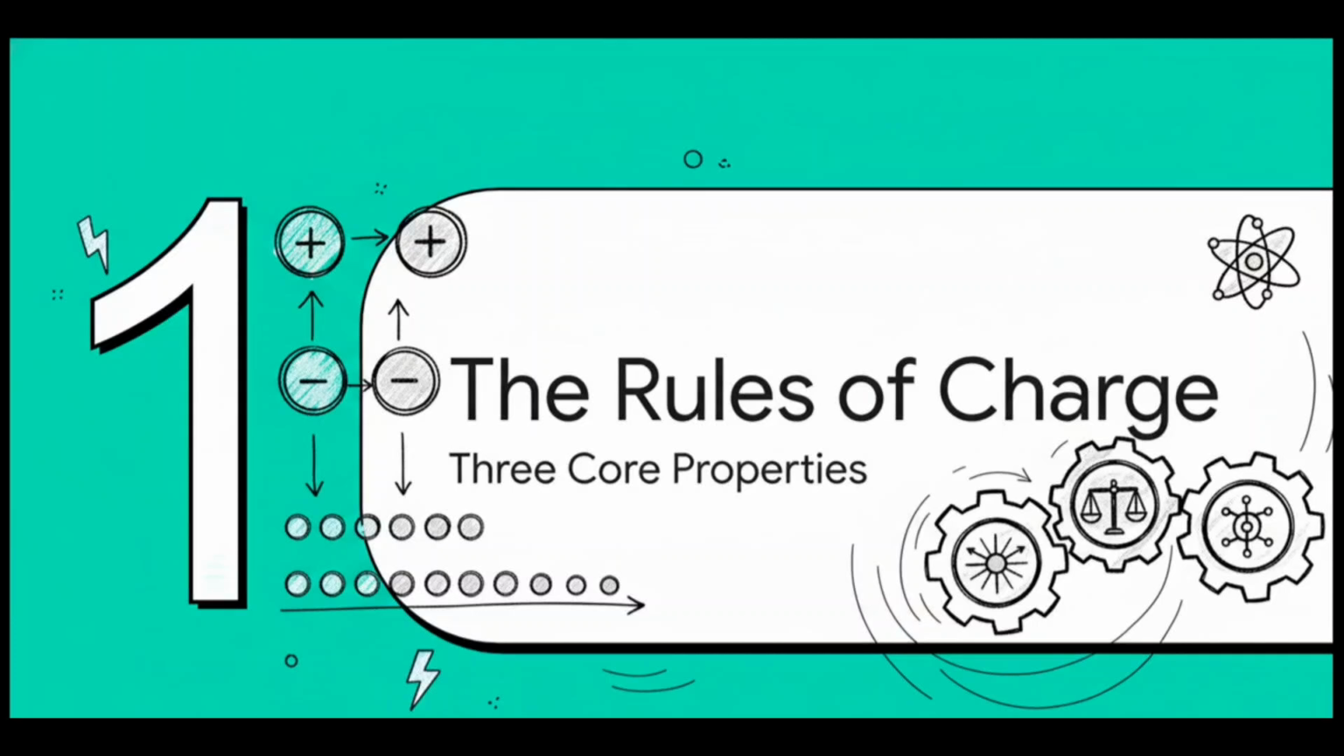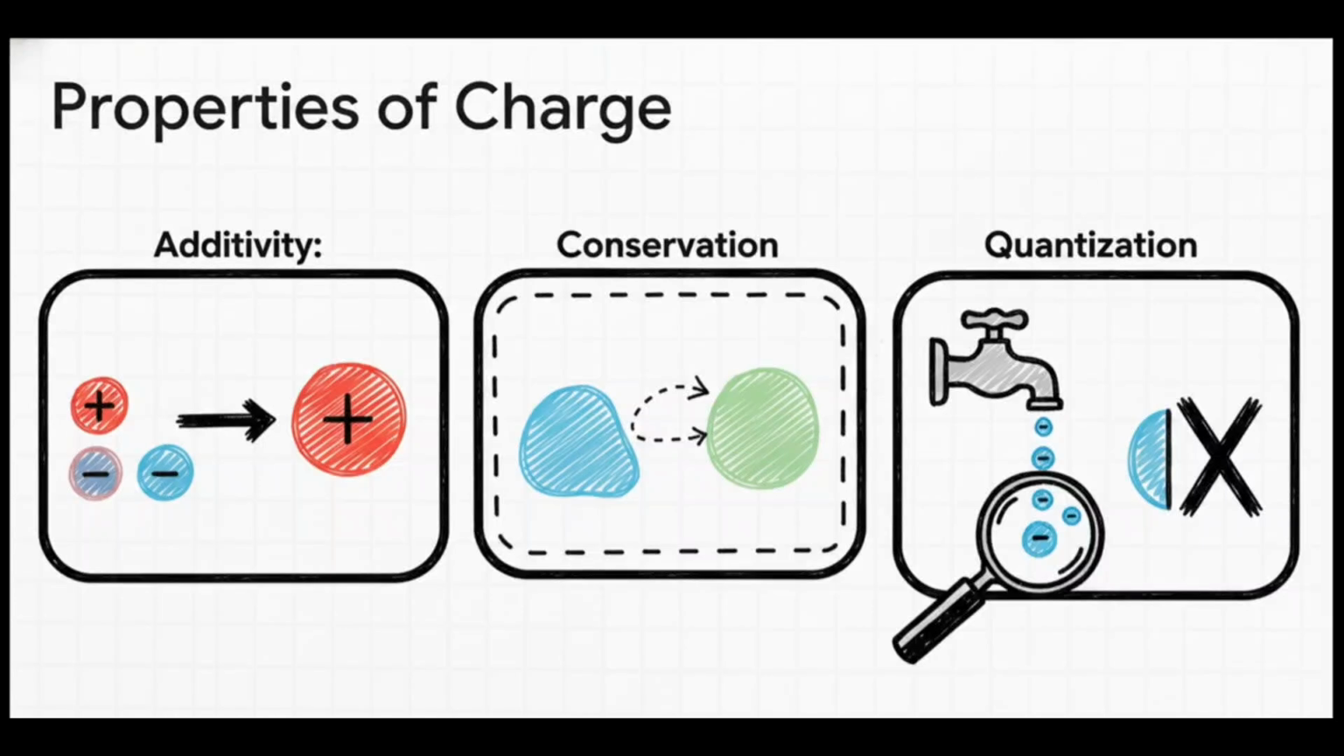Okay, so how does this stuff actually behave? Is it just random? No way. Charge follows three simple yet incredibly powerful rules that govern absolutely everything. First up, we've got additivity. It's super simple. Charges just add up with regular math. Then there's conservation. This one's huge. You can't create or destroy charge. You can only move it around. And finally, quantization. This means charge comes in these tiny identical packets. You can't have half a packet, ever.